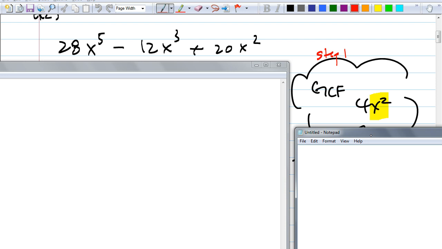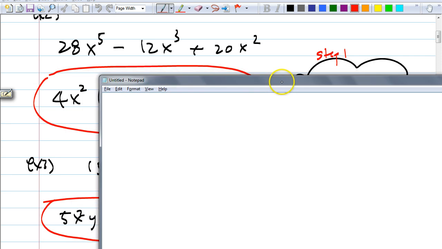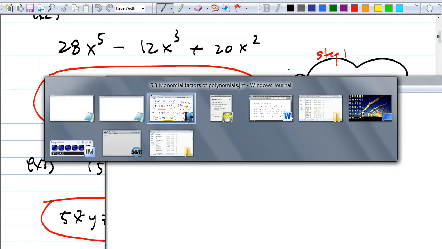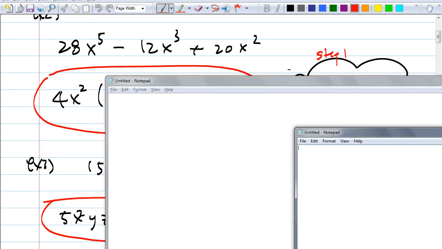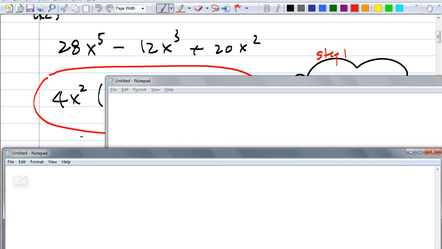Now, once we know that the GCF is x to the second power, I want you all to write this as a product, meaning factor this. What would it be? X to the second times what? Yeah, you're right, it'll be 4x. So step 1, we said 4x squared is the GCF. So it'll be 4x squared times what would give you that trinomial on top? Mimi, what do you think?